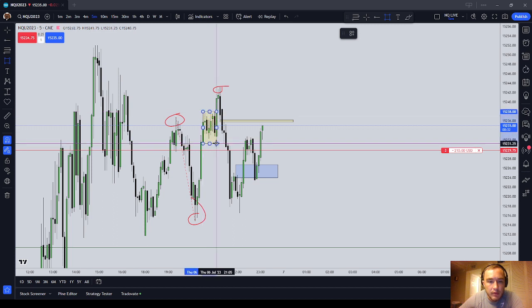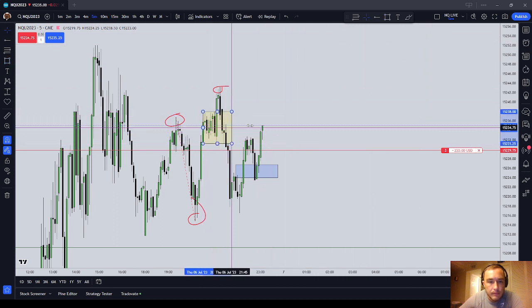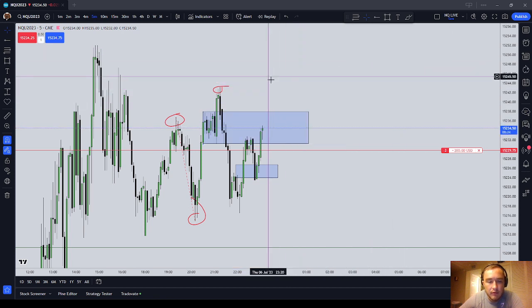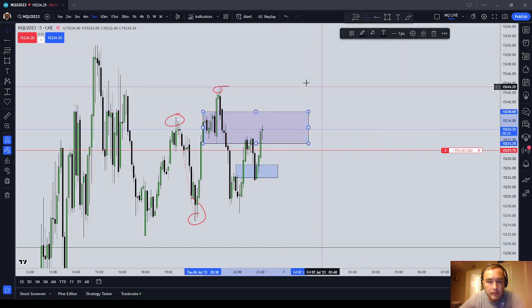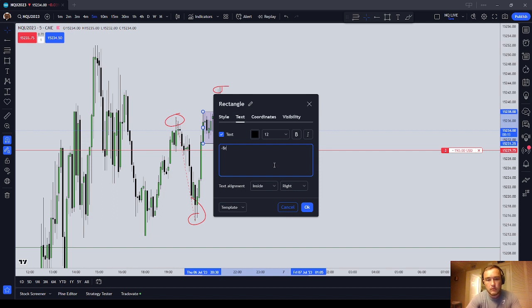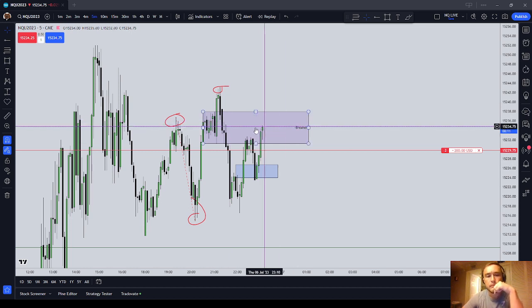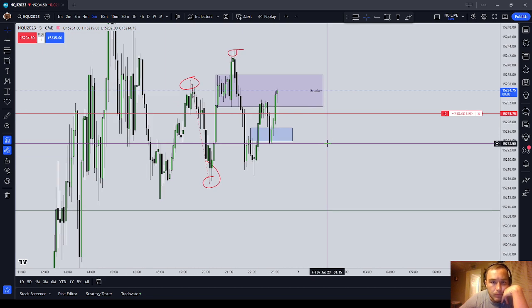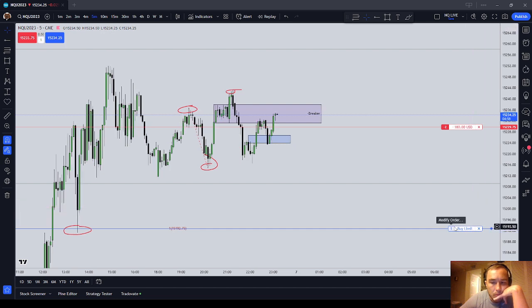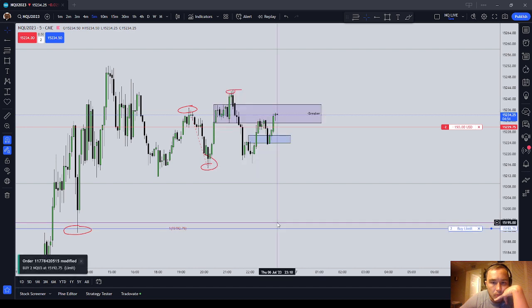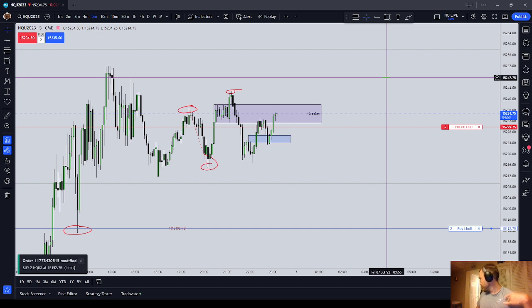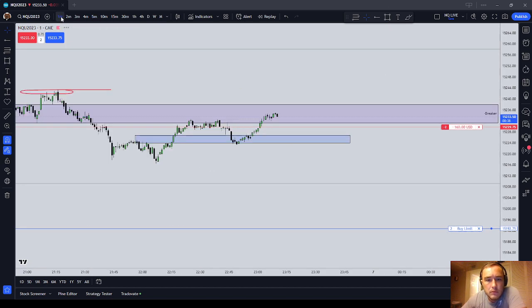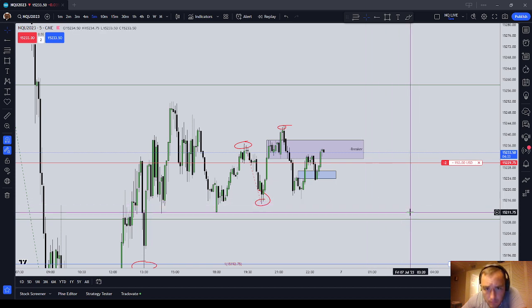The ICT breaker would be from here to here. That's the ICT breaker. I'm expecting potentially some reaction here to the downside. That's kind of my current thinking. Right in here, and if I start to see it, I will add on the third contract. That should be a valid breaker.